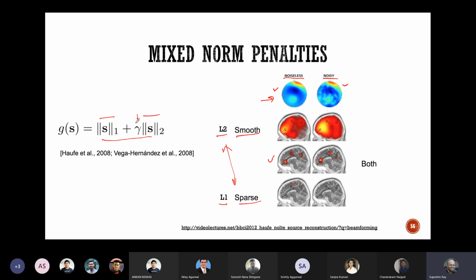Of course, it depends on what this parameter is, and these things tend to work very well with simulated data but fall apart when you have real data. But nonetheless, the idea here should be clear that you are trading off sparsity and smoothness and trying to get at a solution which incorporates both. So this is a mixed norm penalty.